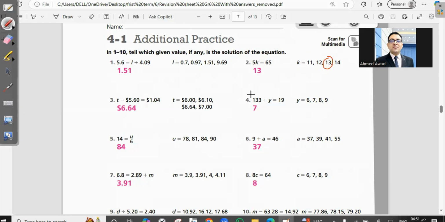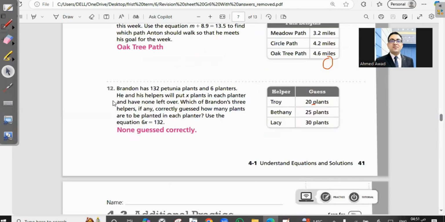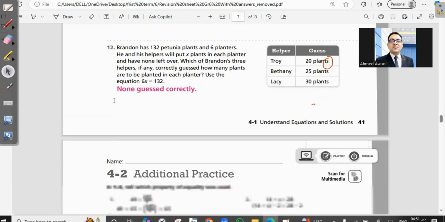Okay? Now, what about number 4? It says 133 divided by y equals 19. So 133 divided by which number? It's going to be 19. Directly, it's going to be 7. Okay? In the new lesson, we take these equations in detail, guys. Let's move to the new lesson.